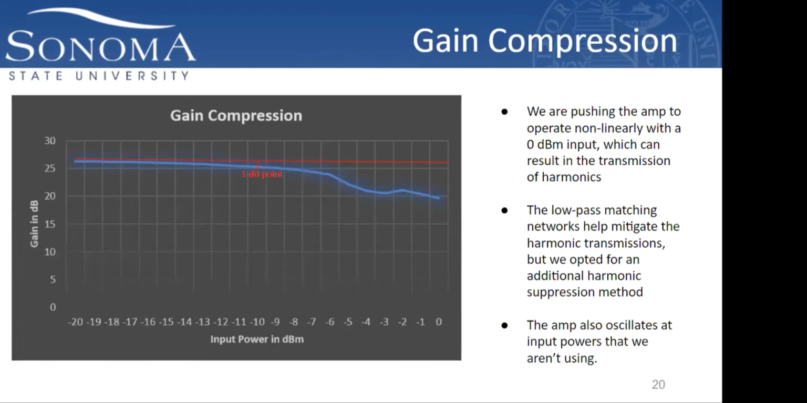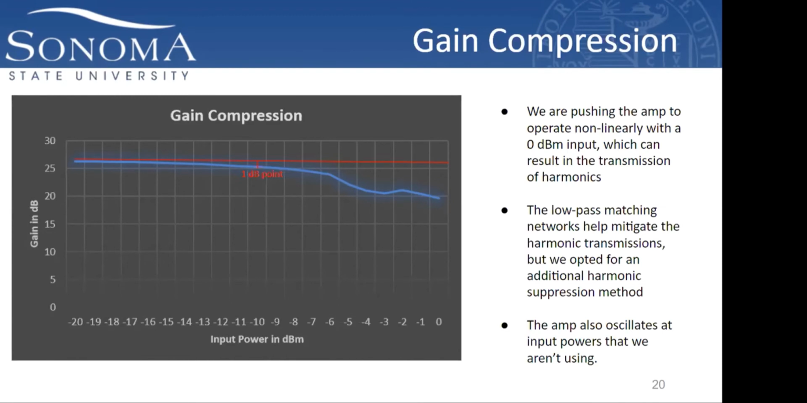So once we had our final amp design, we wanted to see if we were still operating linearly. Our gain compression test showed us that we were operating outside of the linear region and in fact compressing. This was an issue for our application because by compressing the amplifier, we're consequently transmitting harmonics. The filter matching networks are helping to mitigate this issue. However, we opted for an additional filtering process.